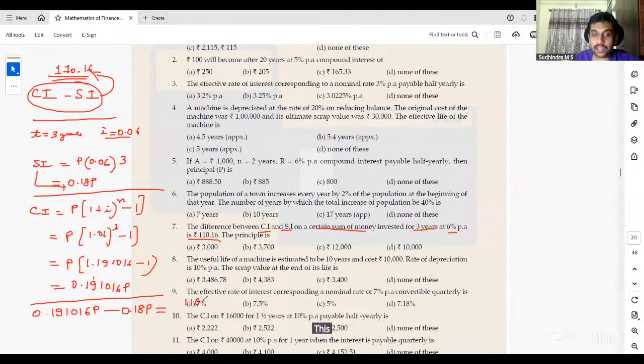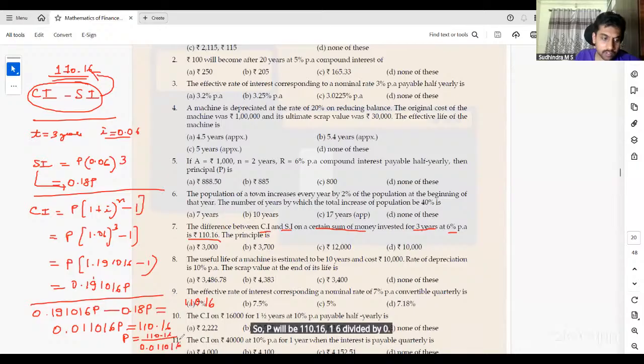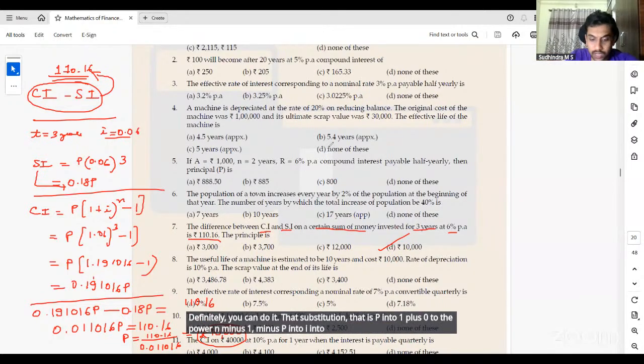This difference is 110.16. So what is this difference? 0.011016 P is how much? 110.16. So P will be 110.16 divided by 0.011016. This is 10,000. Sir, can we directly substitute the formula? Definitely, you can do it. Direct substitution, that is P into (1 plus I) to the power n minus 1, minus P into I into T. Yes, you can do that as well.